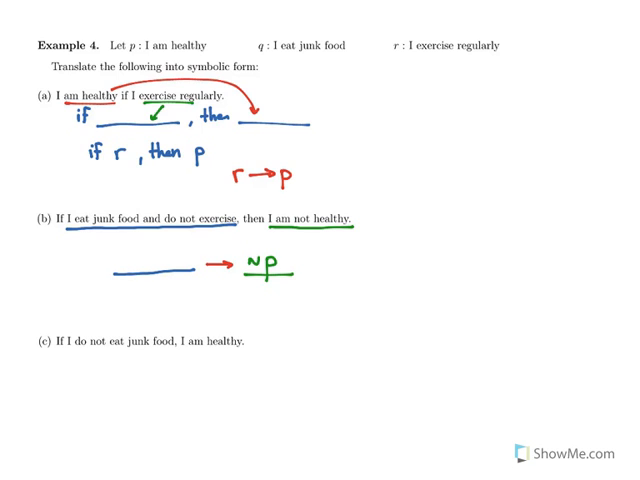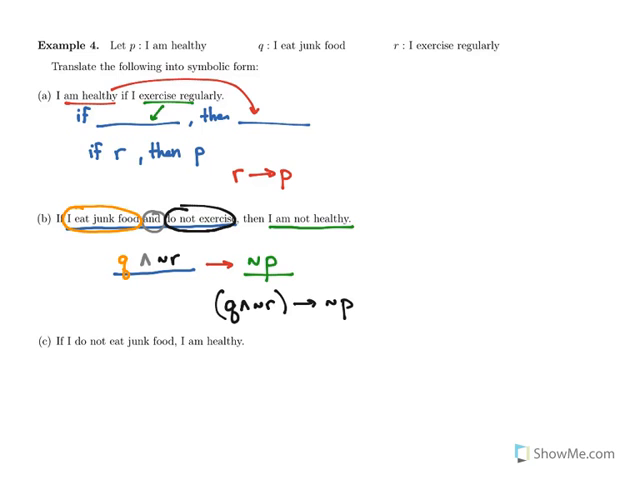I eat junk food and do not exercise. We are putting together two things with this and symbol. Those two things are I eat junk food, which is Q, and I do not exercise, which is the opposite of I exercise regularly. So, written again, this is going to be Q and not R in parentheses implies not P.